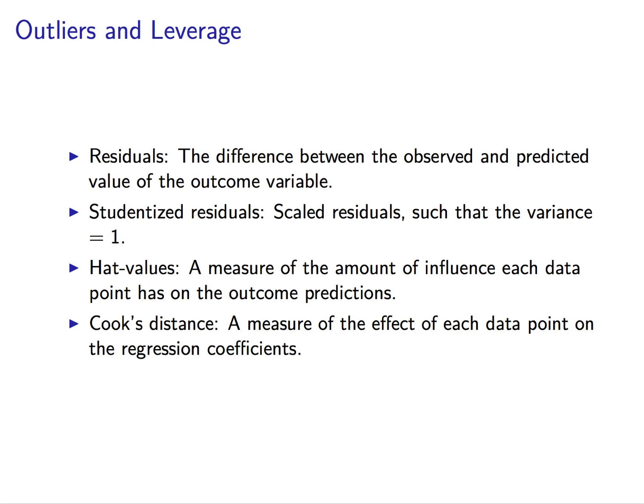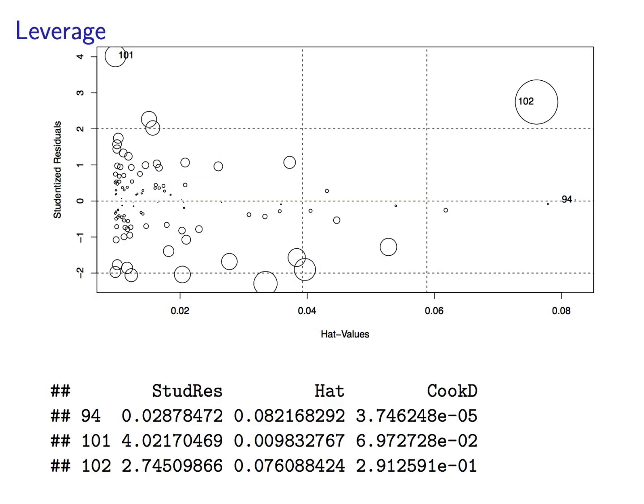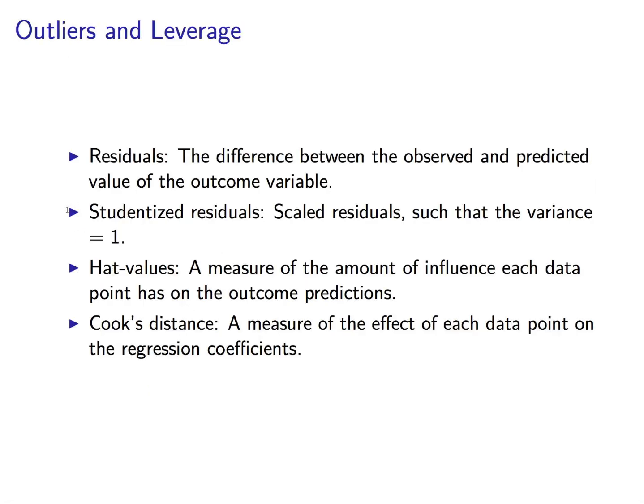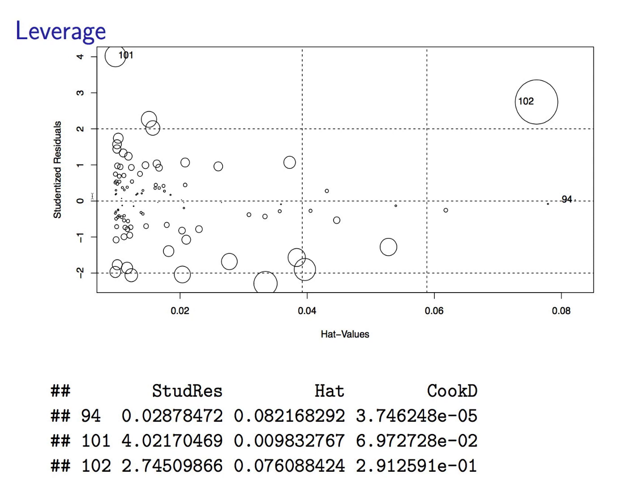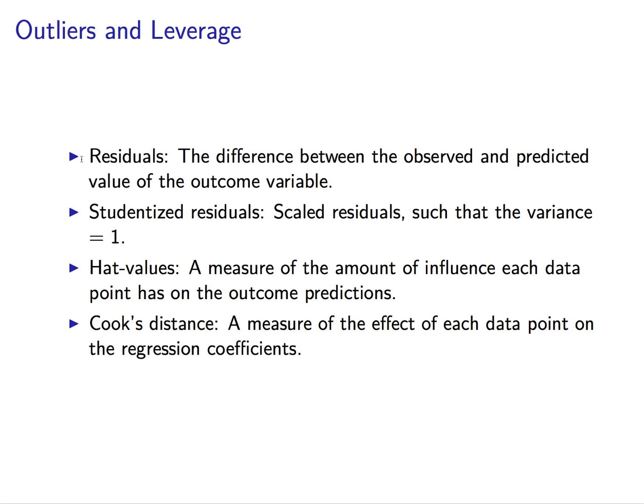So in summary, the residuals are the difference between the observed and predicted value of the outcome for a specific observation. The studentized residuals, which are shown here on the y-axis of our influence plot, are the residuals rescaled so that they have a variance of 1, so that when we look at that influence plot, we always have 0 at the center. We have 2 standard deviations out here, and we have the same spread always when we look at that figure.